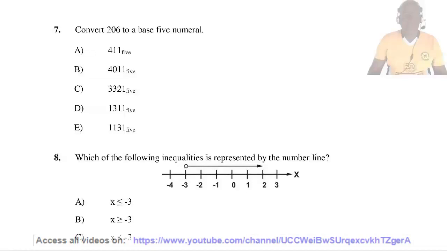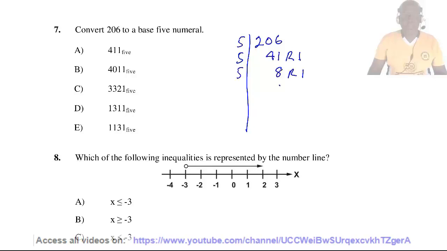Question 7. Convert 206 to a base 5 numeral. We shall divide 206 by 5. We shall get 41 remainder 1. Divide by 5. We shall get 8 remainder 1. Divide by 5. We shall get 1 remainder 3. Divide by 5. We shall get 0 remainder 1. So the answer is 1311. It is 1311 to the base 5, which is D.